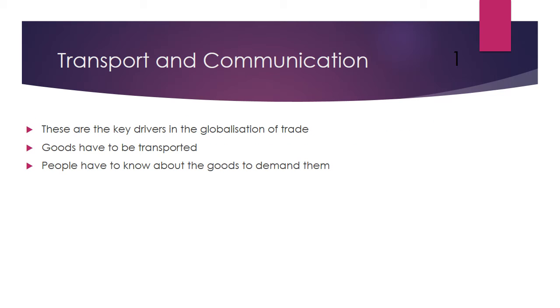The key drivers then in the globalisation of trade have been transport and communication. The goods that we want to trade between countries have to be moved, have to be transported, but people have to know about the goods to want them. So you don't just transport something nobody knows about. You have to transport that information, that advert almost, and then people say, oh yes, that's something I want. So communication, followed by transport, are the key things that have made trade a global entity.